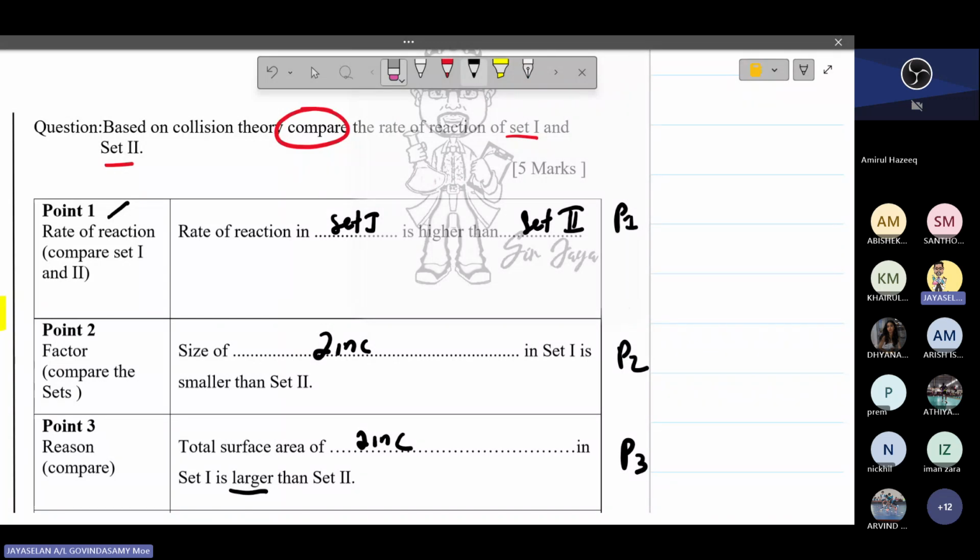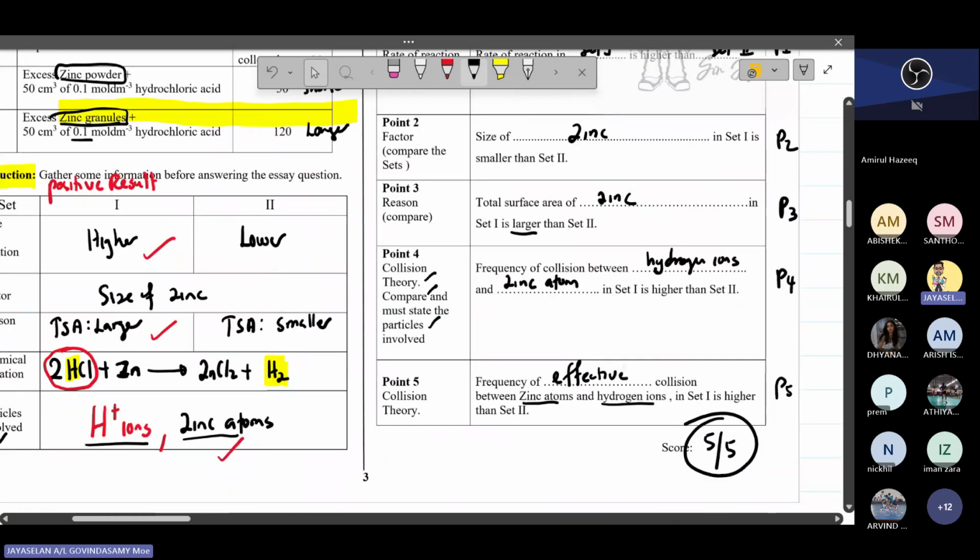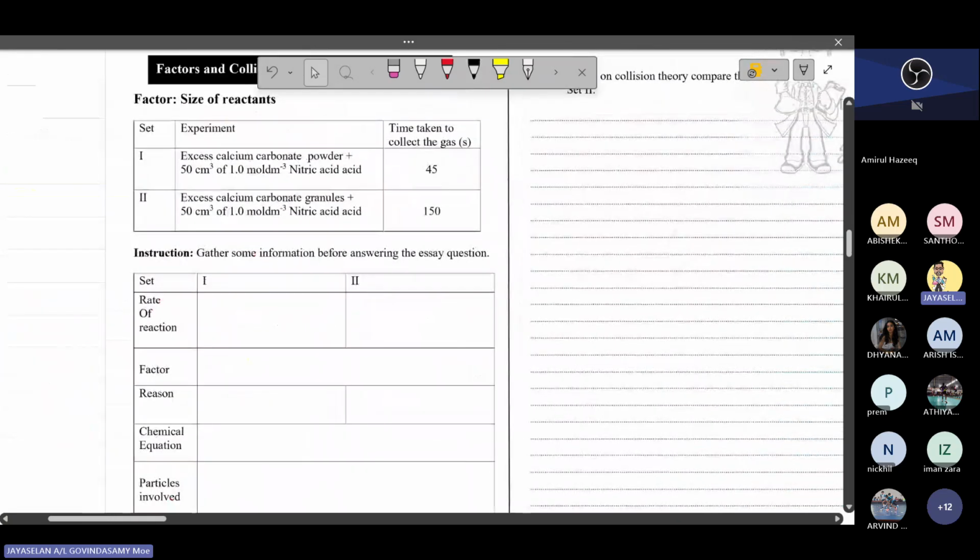Oh, Dana already copied. Dana, why are you so fast? Okay, she already did the second one. She did not wait for me. Okay, now you try this.